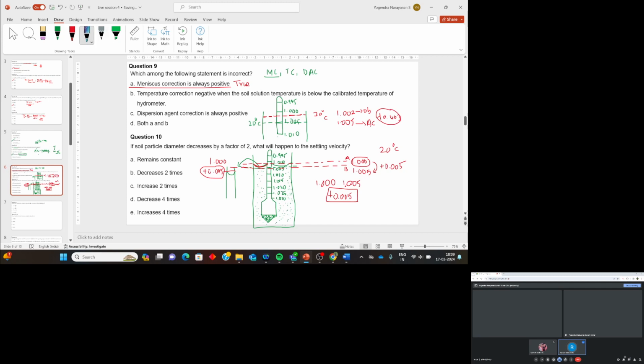Now let us consider that you are conducting the test at 10 degrees. Now what will happen? Water will tend to contract. So the level will be here, right? So what will it be now? It will be 1.008. But the actual value should be 1.005. What will you do?